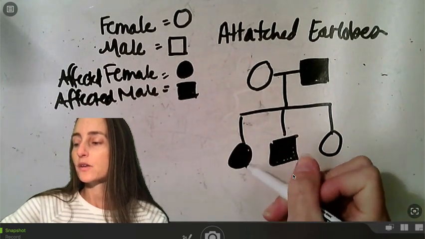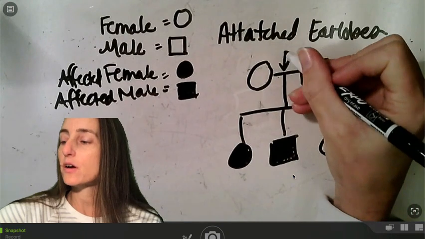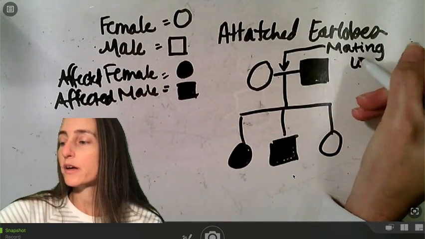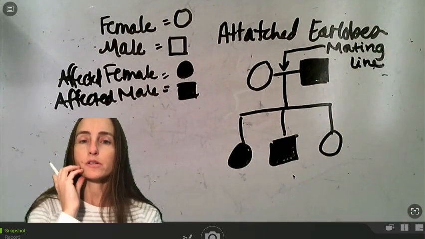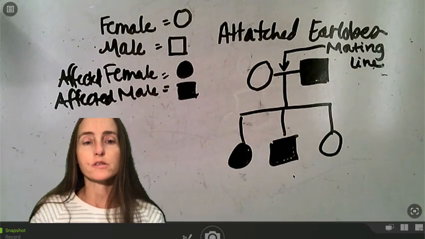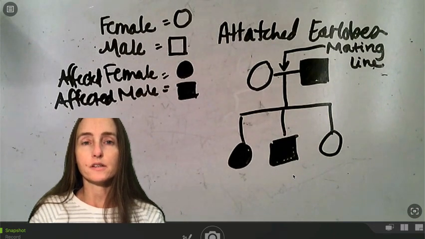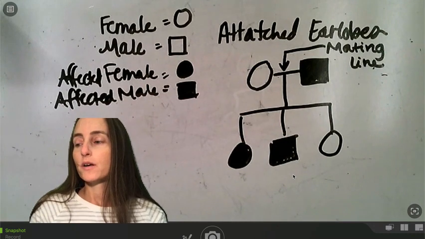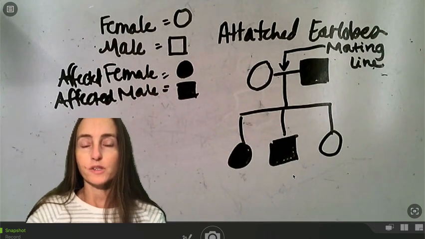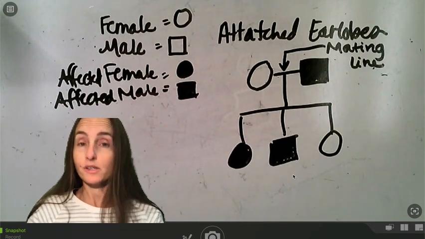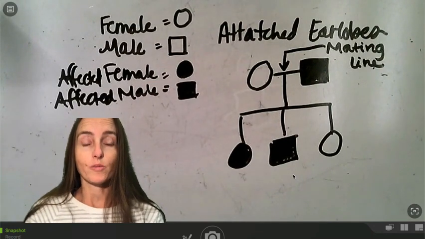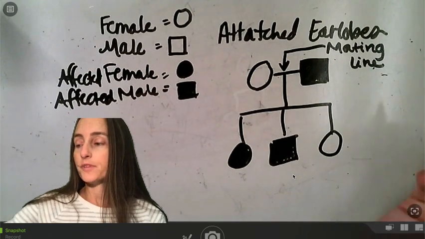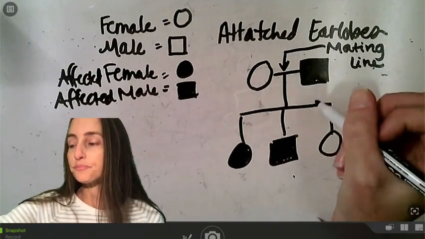So this right here is called a mating line. We don't call it a marriage line because many of these pedigrees are for dogs or racehorses or even plants. And I don't know about you, but I haven't been to a puppy dog wedding in a while. We tend to talk about humans in biology because it's interesting, but many times these pedigrees are not for humans. So we just call that a mating line.